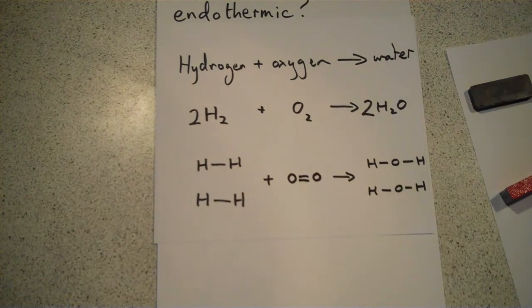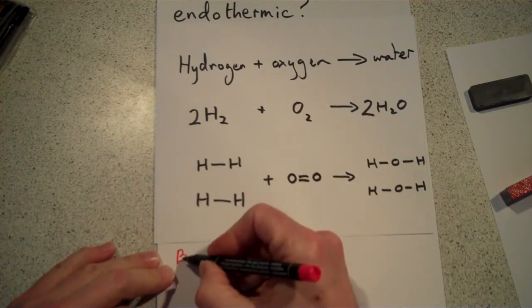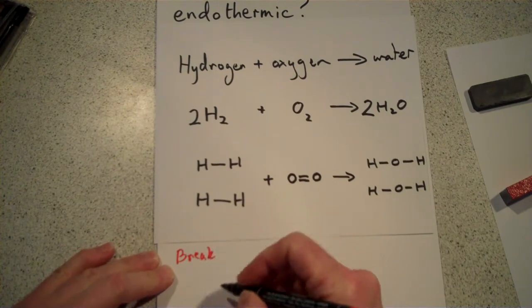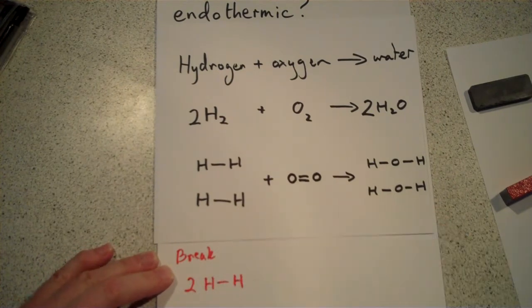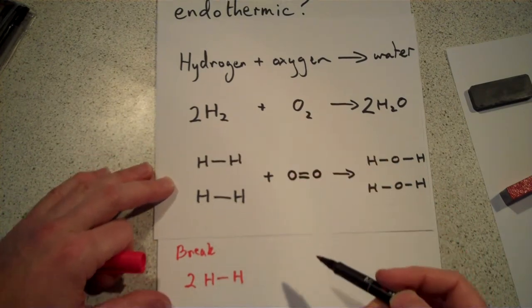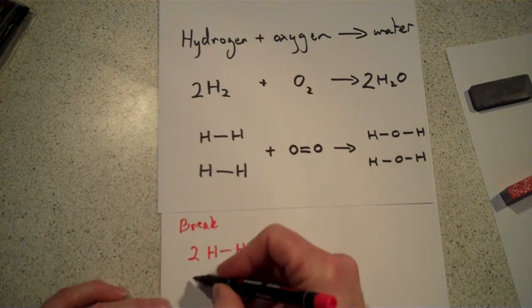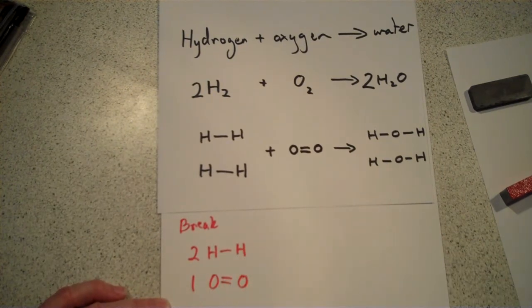Now, having drawn out the molecules so that you can see the bonds in them, you've got a better idea of what we're trying to break. What we're trying to break is two hydrogen to hydrogen bonds. There they are, number one and number two. And we're also trying to break one oxygen-oxygen double bond.